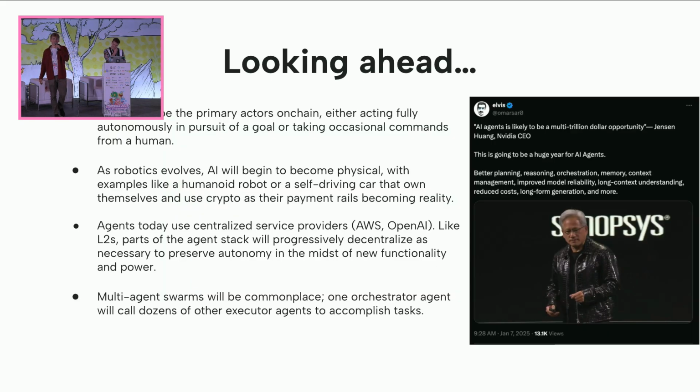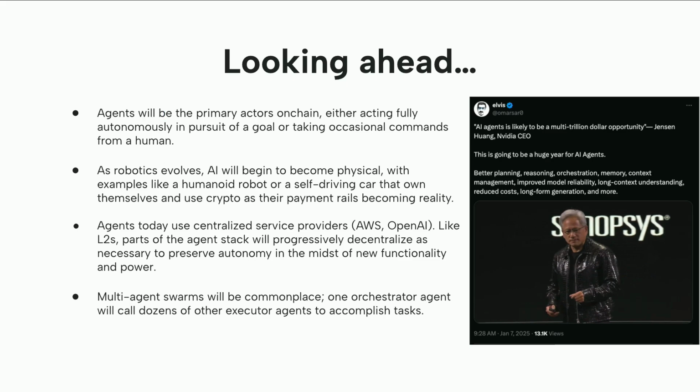So looking ahead a little bit and just trying to see where this space is going in a non-super-hype manner, agents, I believe, are going to be the primary actors on chain just because they make it incredibly easy to get started. And as robotics evolves, AI is going to start becoming physical, and we'll see these AIs move from just something that lives in your computer to something that is far more prevalent in your day-to-day life. We've seen this with these types of robots that are coming out. They're going to need a payment rail as well, and crypto makes a lot of sense for that.